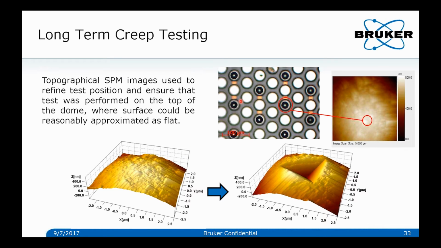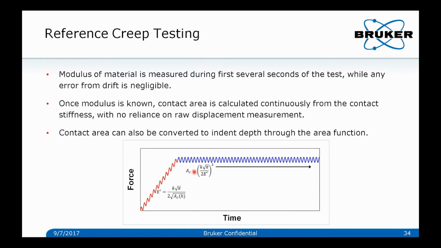Another capability for the nanoDMA mode is to do long-term creep testing. So this is back to our solder bump sample. We start with an image of the surface. We can actually identify the top of this rounded surface using the imaging. So we find the very top. We place an indent on the top, and we make this creep measurement.